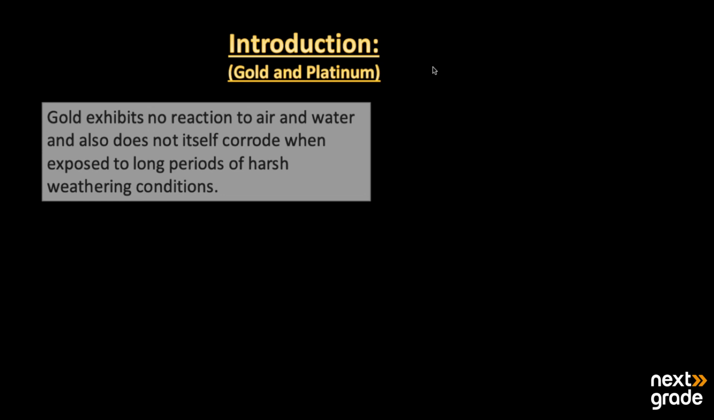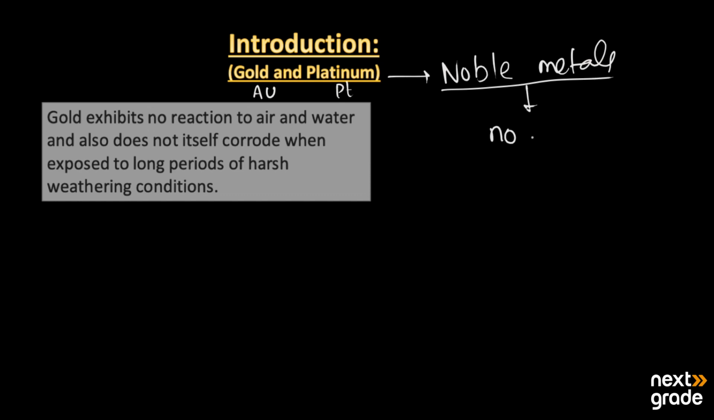So, the topic here is gold and platinum. We will discuss these two metals. The first one is gold, and its symbol is AU, and the symbol of platinum is PT. Both gold and platinum are basically noble metals, and noble metals means they are not reactive, or they can also be called inert metals.